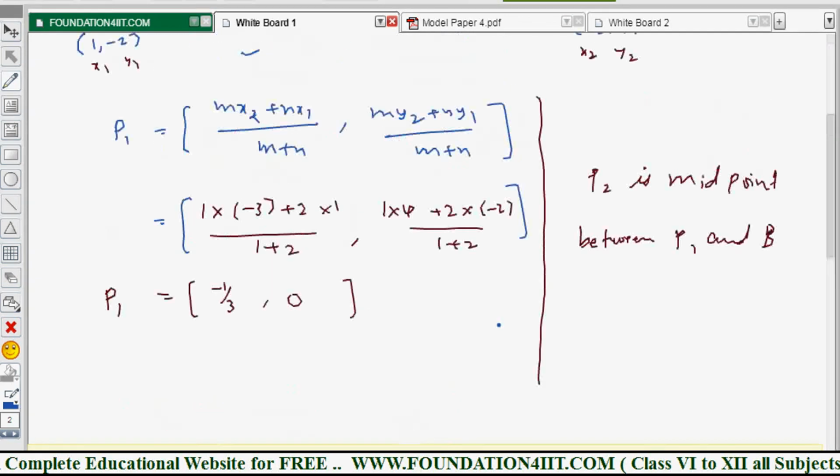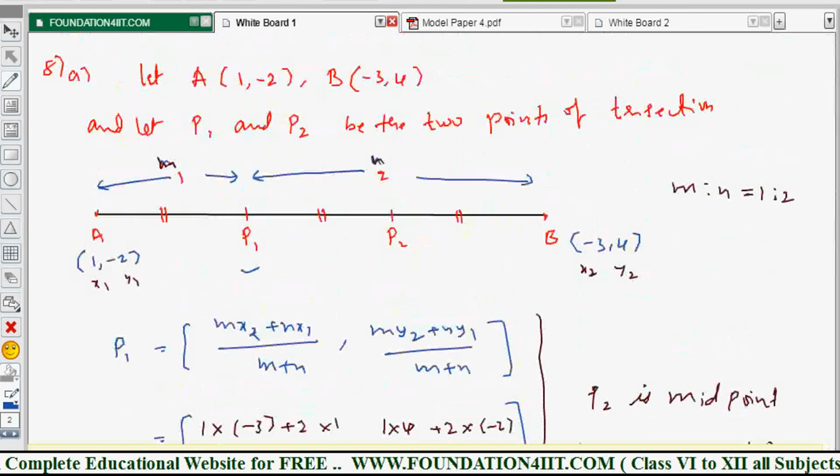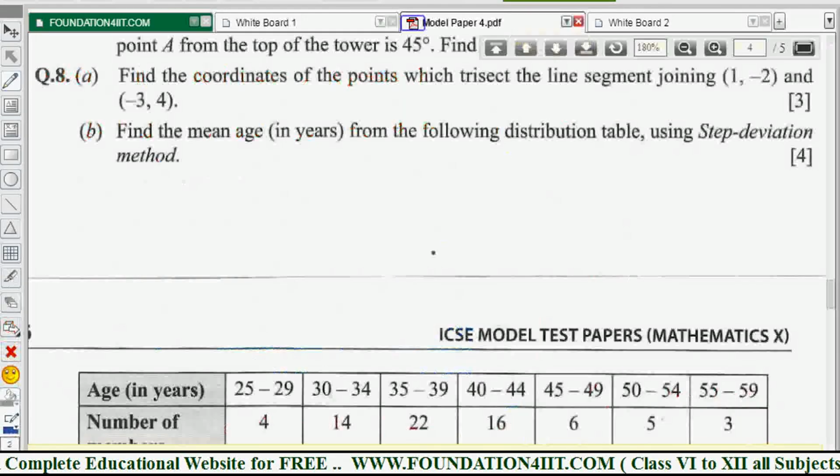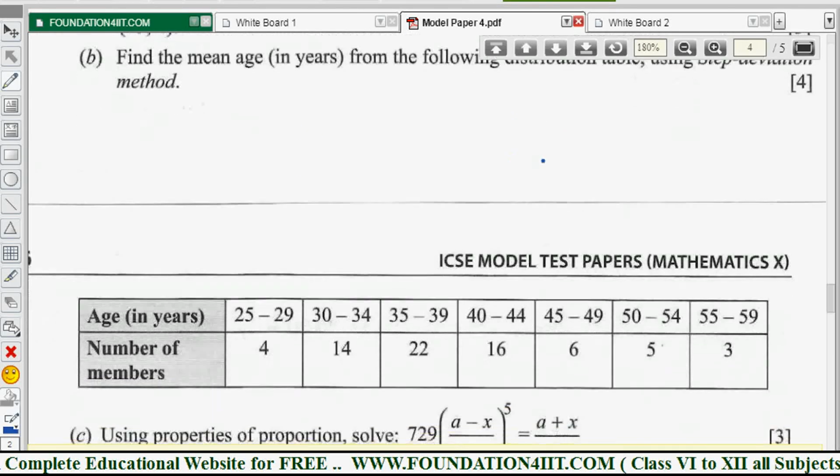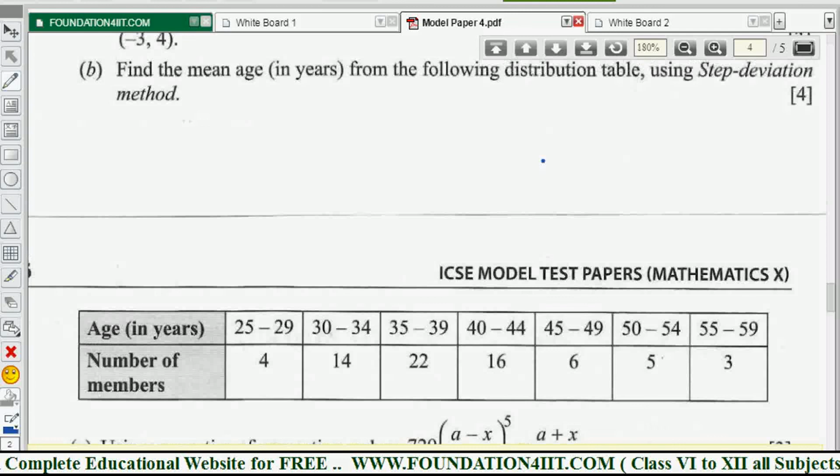We can do this problem in this way. Then let's see the next one. So 8th B. This is to find the mean from the distribution table using the step deviation method. So we'll use the step deviation method, we'll apply the formula and we'll find out the mean. Right. So let me take the table.